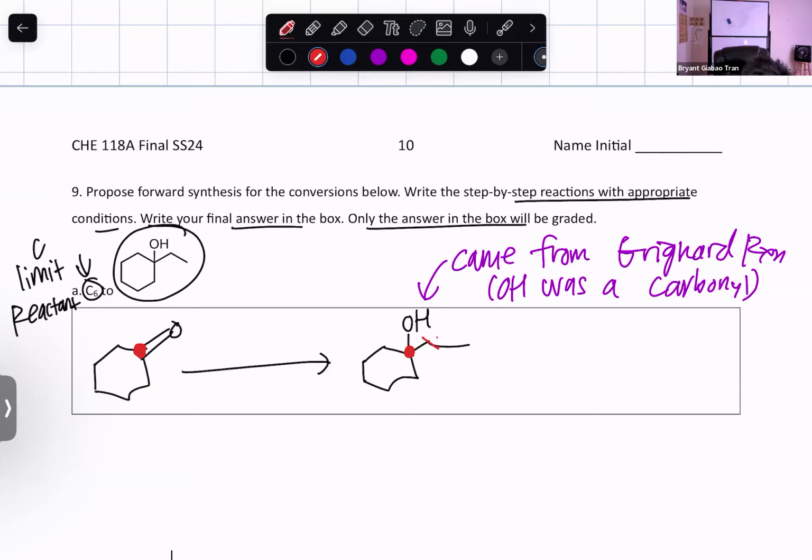That means that this star right here is the nucleophile, the MgBr, which forms the new bond between the star and dot. To make that happen, we use this Grignard reagent with the 2 carbons, MgBr. Second step, H3O plus.